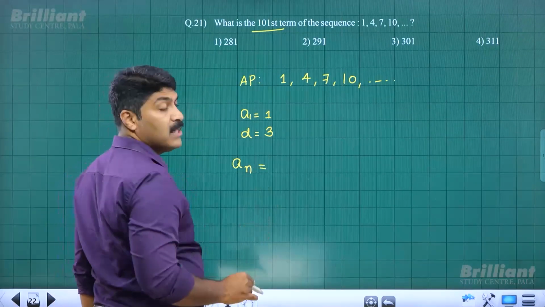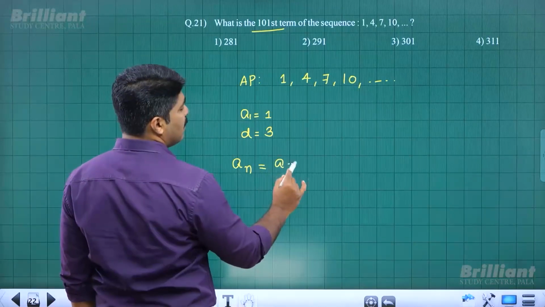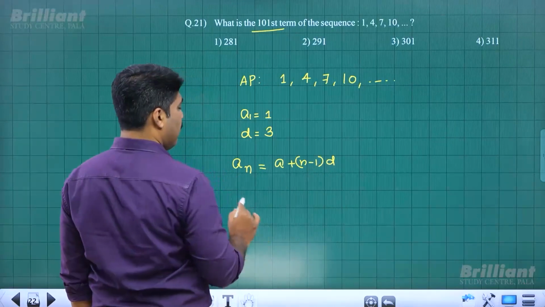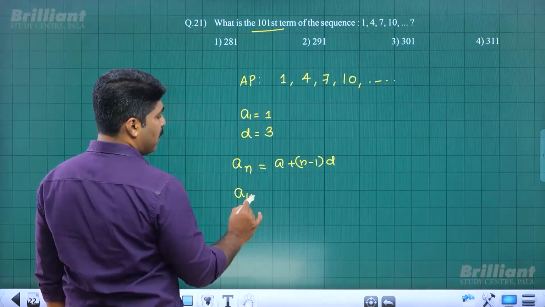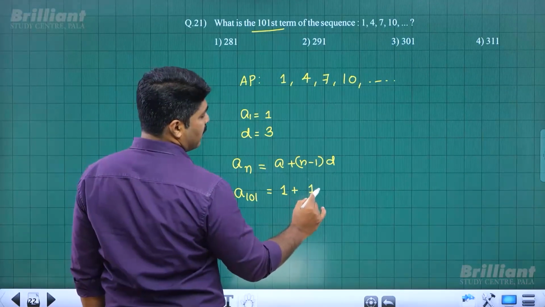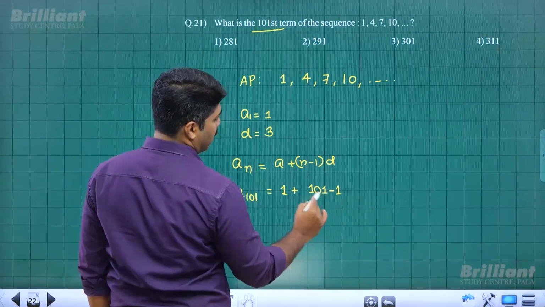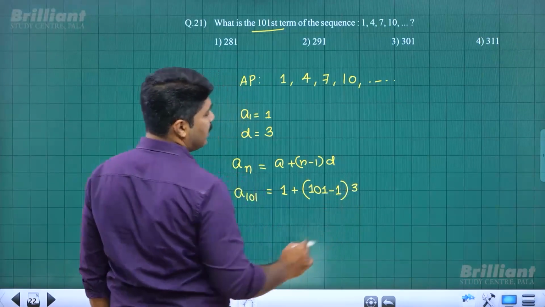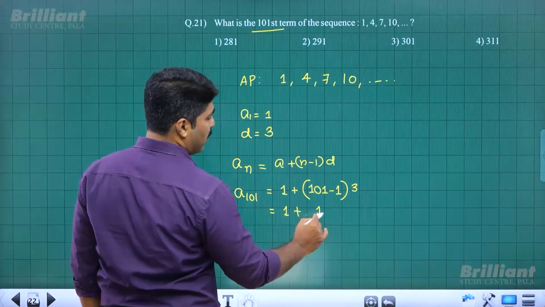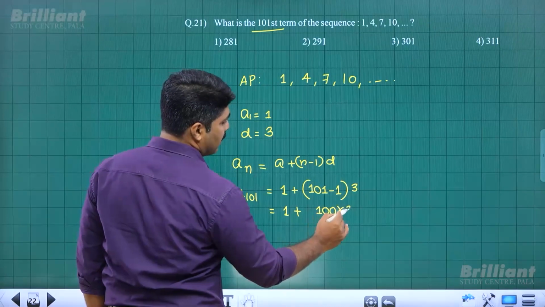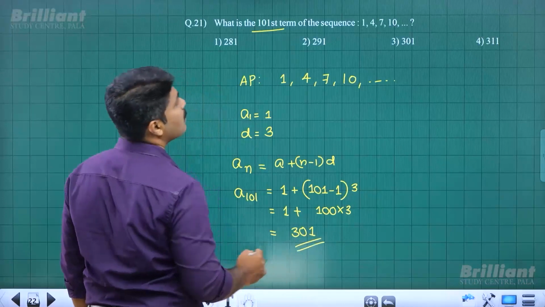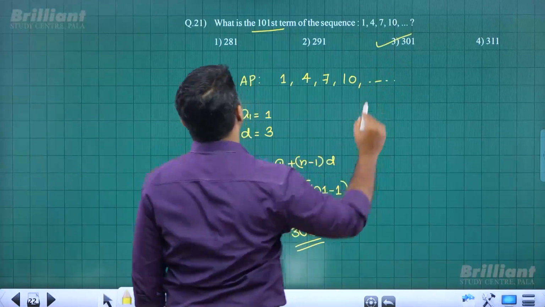If we need to find out the nth term of an arithmetic progression, that is a plus (n minus 1) into d, where a is the first term. Here, if we need to find out the 101st term, it is a plus (101 minus 1) into d. Here, d is 3. So we get 1 plus 100 into 3, which is equal to 301. Got it? So therefore the answer is option 3.